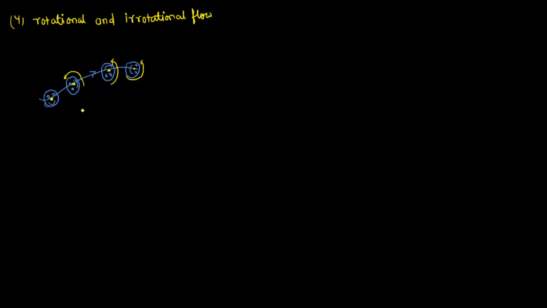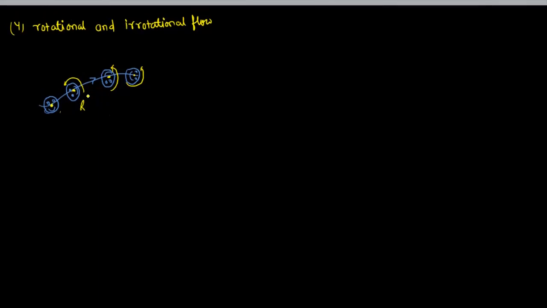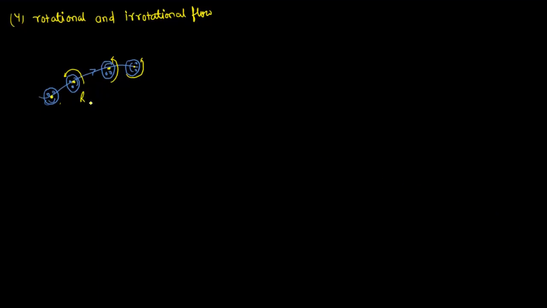We can say that a flow is said to be rotational flow when the fluid particles are rotating about their own center of mass during the flow. Okay, I'm repeating again. A flow is said to be rotational flow when the fluid particles are rotating about their own center of mass during the flow. So this type of flow is defined as rotational flow.